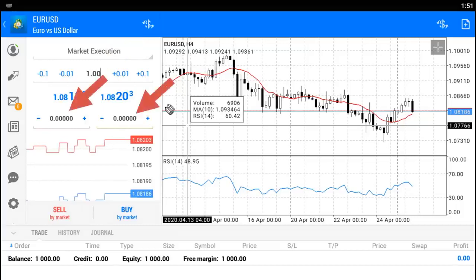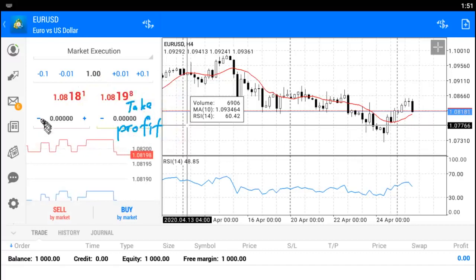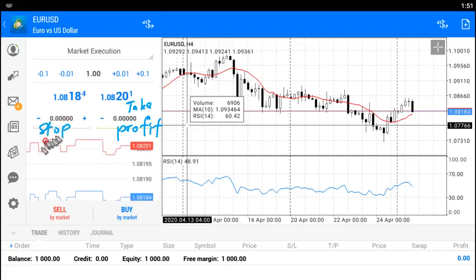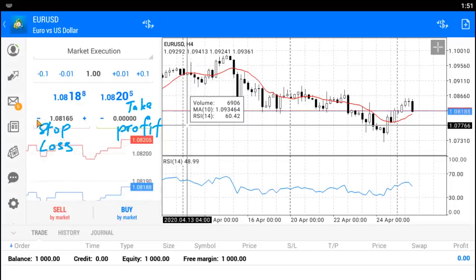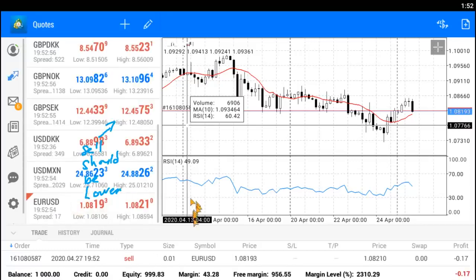The 2 little boxes here with numbers of zeros are, right for take profit and left for stop loss. When that certain price is reached, the trade is closed in terms of stop loss or take profit. You can actually leave it blank, otherwise set an appropriate amount and tap sell or buy by market, by your choice. We have an open trade right now.